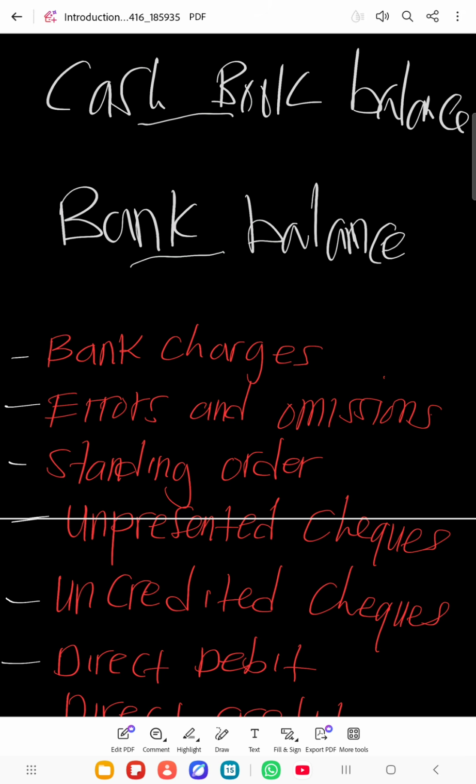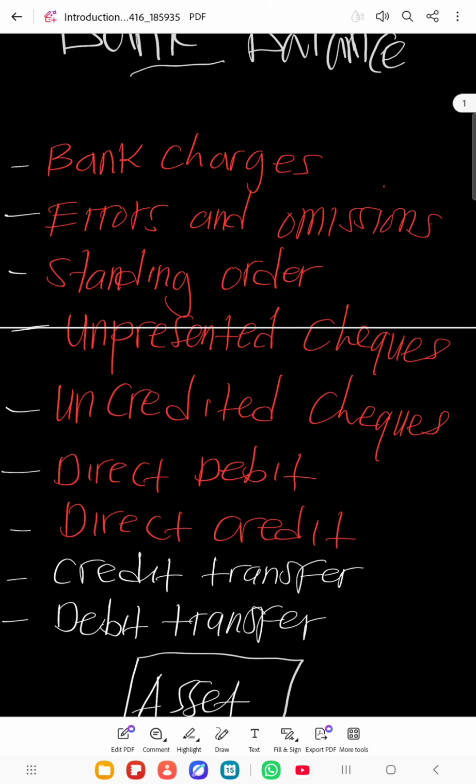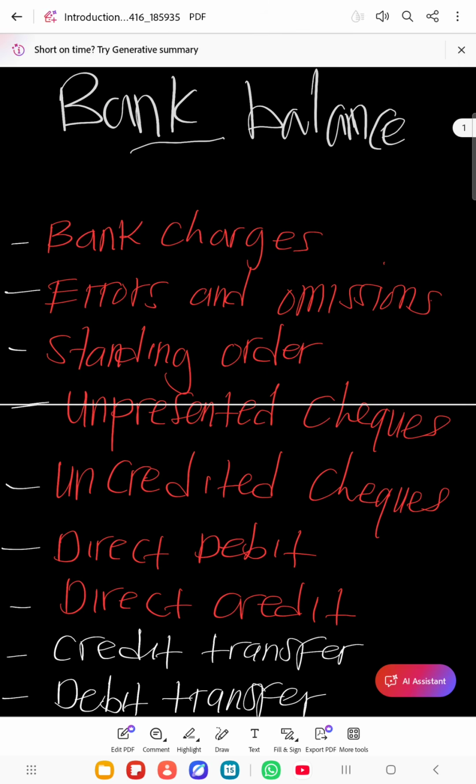And then you also have standing order. A standing order is just simply an instruction written to the bank to pay a specified amount of money on a specific date. So it's you as a business, you instruct your bank to pay a specific amount on a specified date. For example, maybe you tell your bank saying you'll be paying insurance premium every month on the 27th. So the bank is going to honor that instruction.